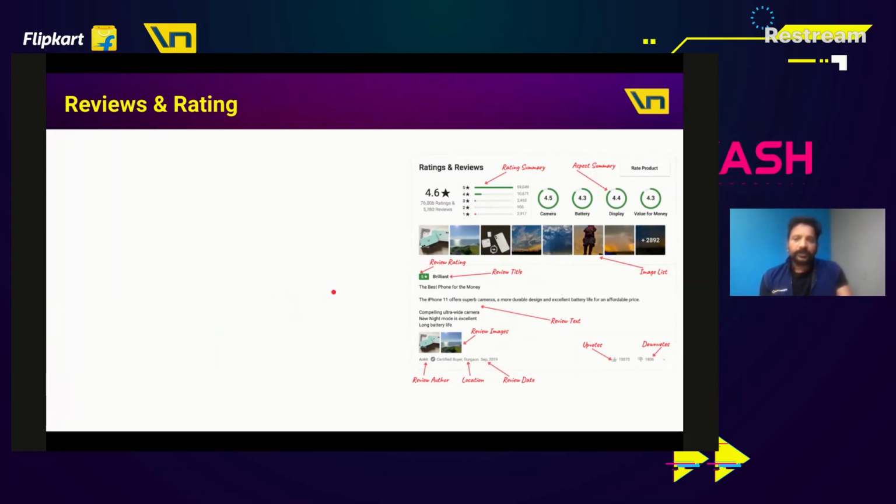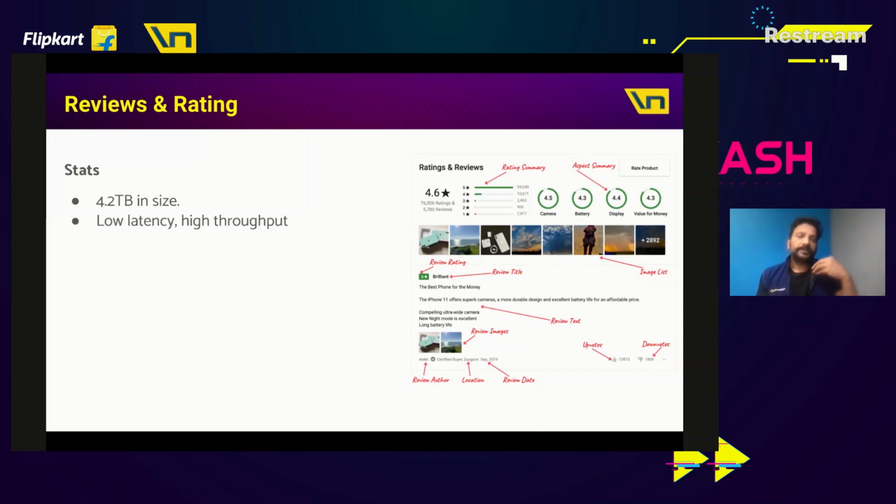Now, let's look at some stats of storing the ratings and reviews data. Overall, Flipkart has hundreds of millions of products, and we have more than billions of ratings. And these overall ratings in Flipkart are about 4.2 TB in size. And when I'm talking about 4.2 TB in size, I'm not talking about the images and the videos, obviously. I'm only talking about the textual data and the index data that is required to serve the data.